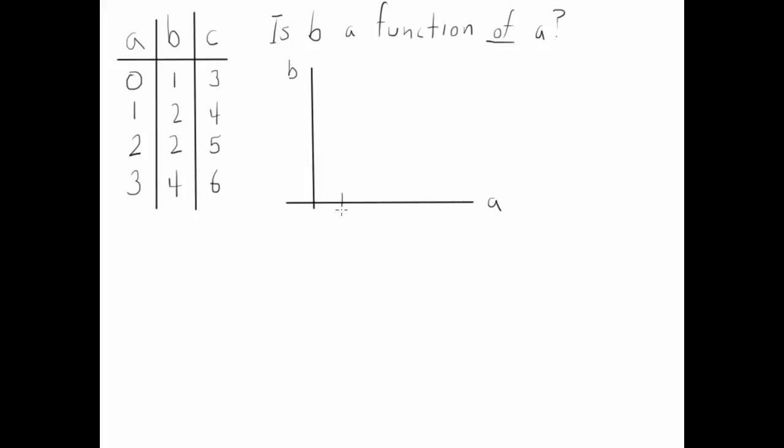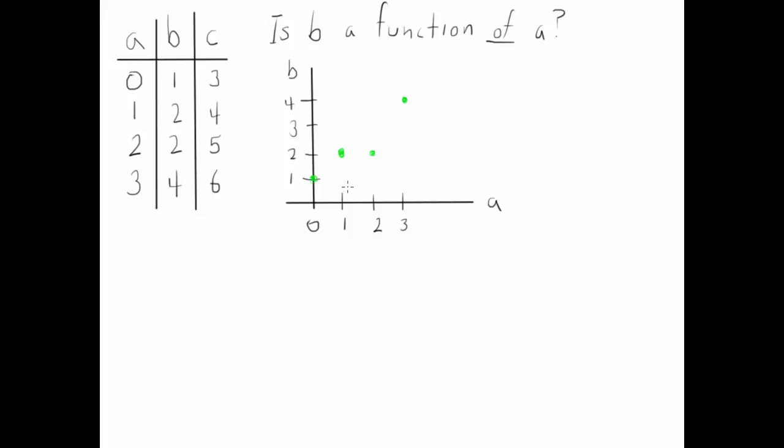Alright, let's put some tick marks on here. And let's plot some points after we write down some numbers. And what we have here is we've got 0, 1, there's a point, 1, 2, there's a point, 2, 2, and 3, 4.